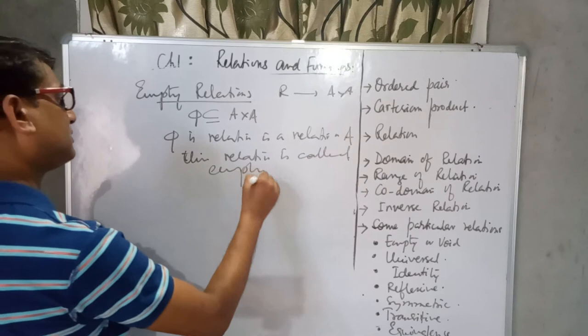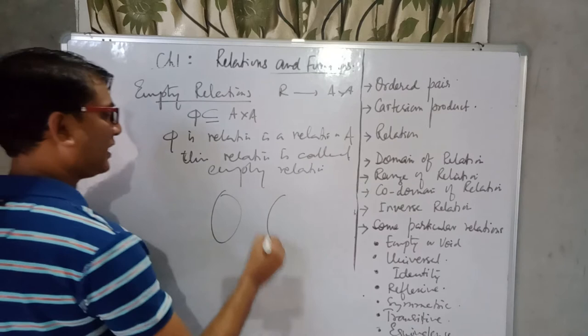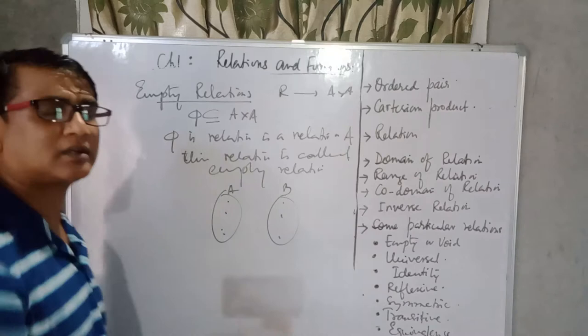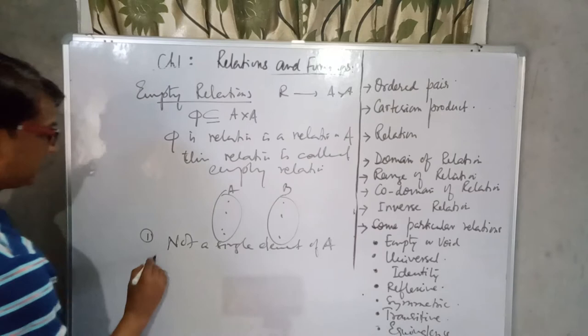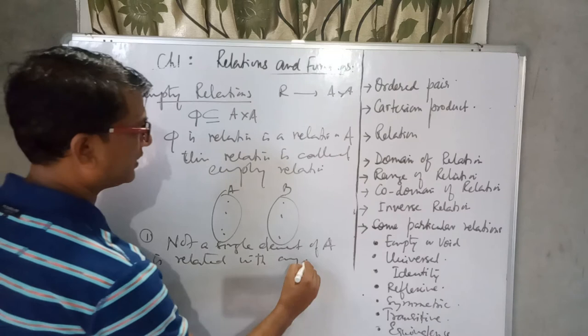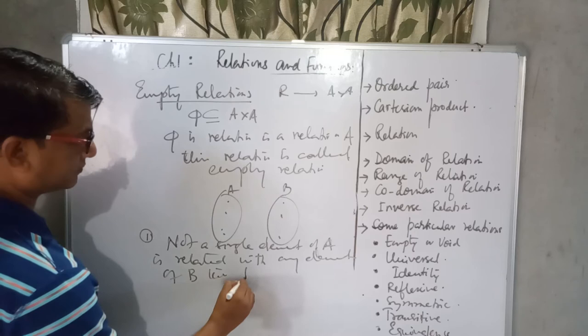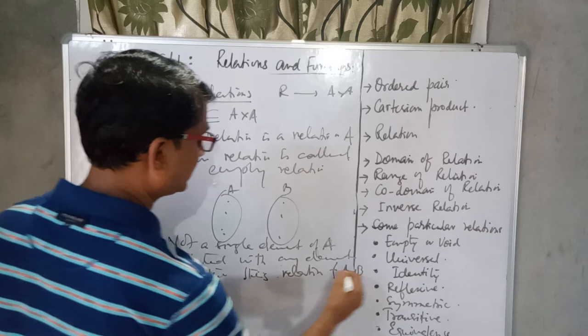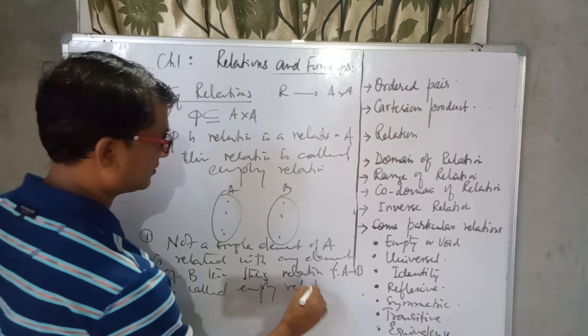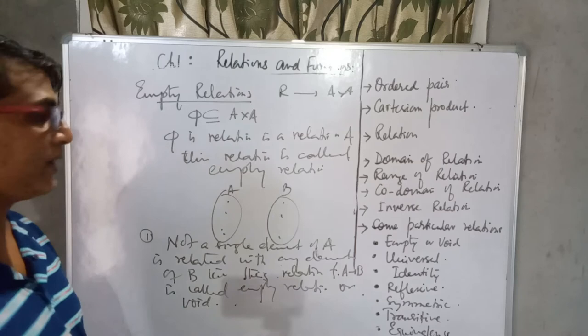This relation is called empty relation. Also one more thing we can say: suppose A and B, not a single element of A is related with any element of B, then this relation from A to B is called empty relation or void relation. Okay. And empty relation is the smallest relation.